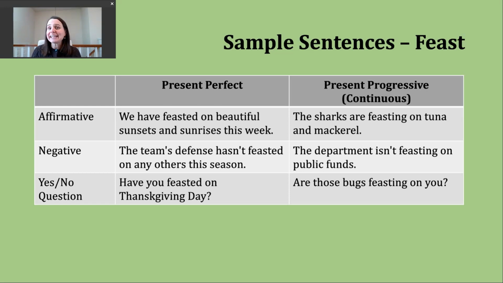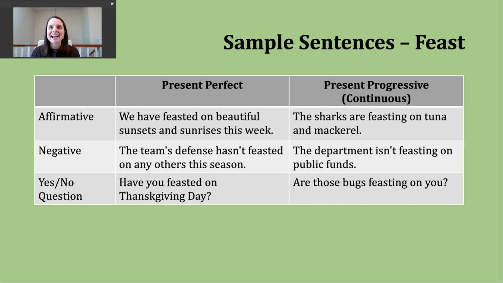If you want to make a negative present progressive sentence, just insert not after your be verb. And then you'll follow that again with the ing or progressive form of the verb. An example of this, the department isn't feasting on public funds. So here's another sentence, not about eating, right? But this idea of enjoying and consuming a lot of money or resources in this particular case.